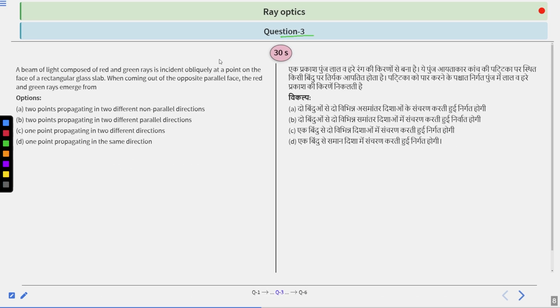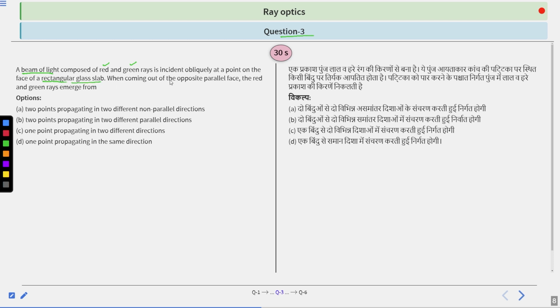Question 3. A beam of light composed of red and green rays is incident obliquely at a point on the face of a rectangular glass slab. Means a beam of light, composed of a mixture of two colors, red and green rays, is incident obliquely at a point on the face of a rectangular glass slab.